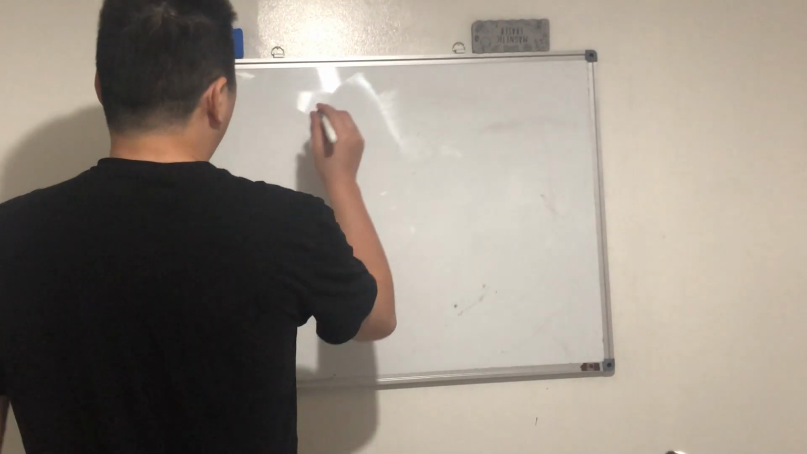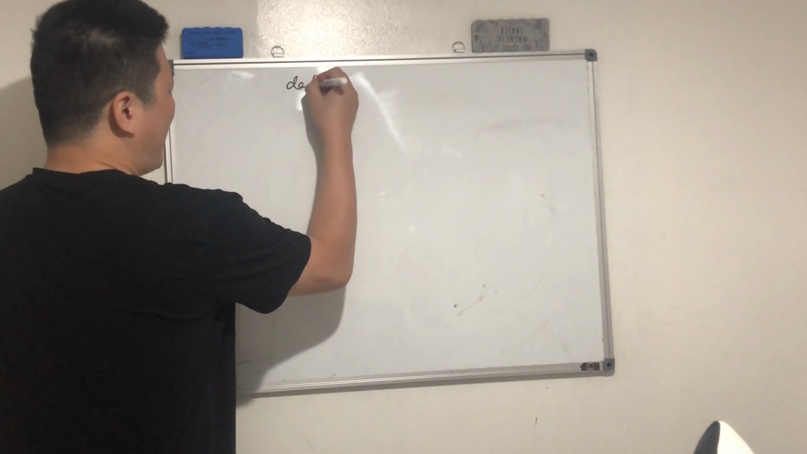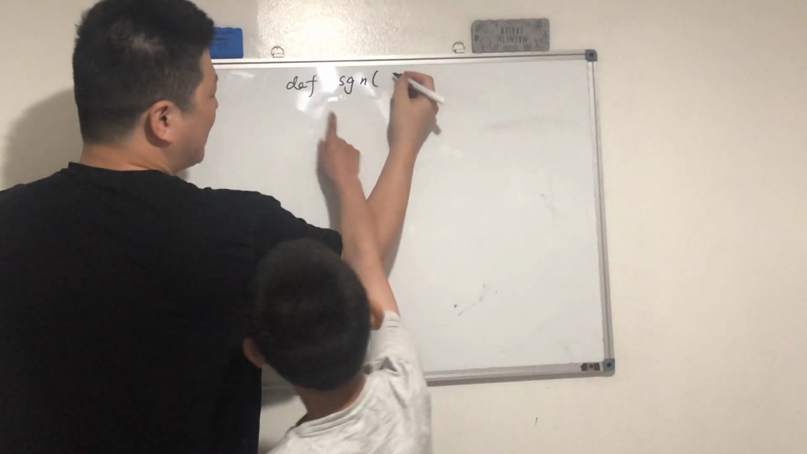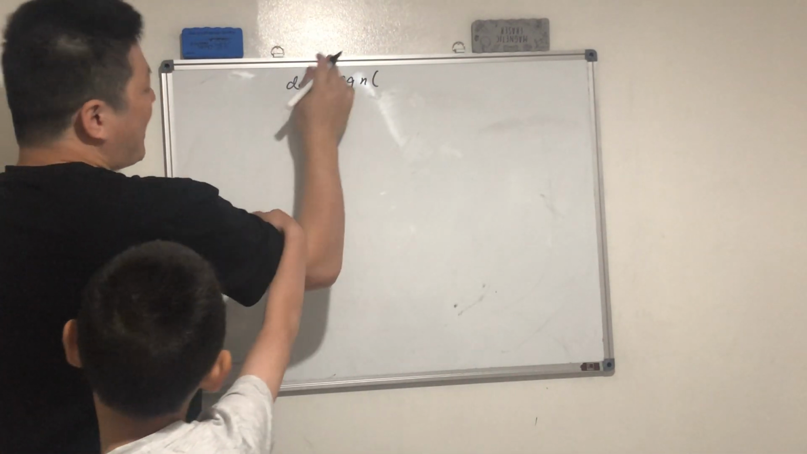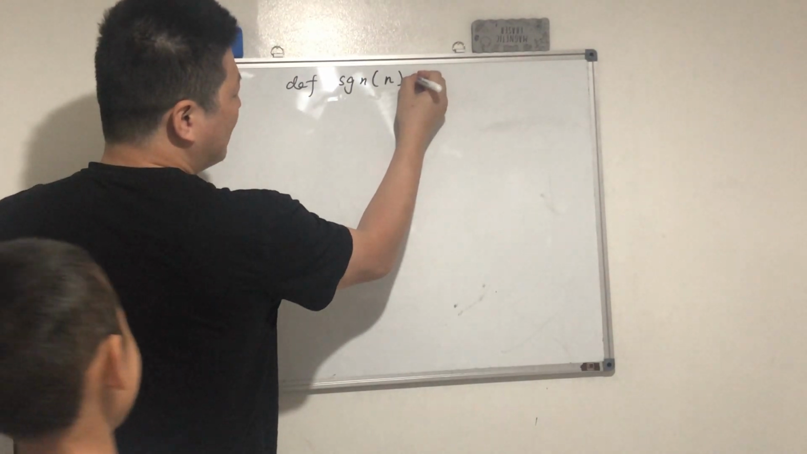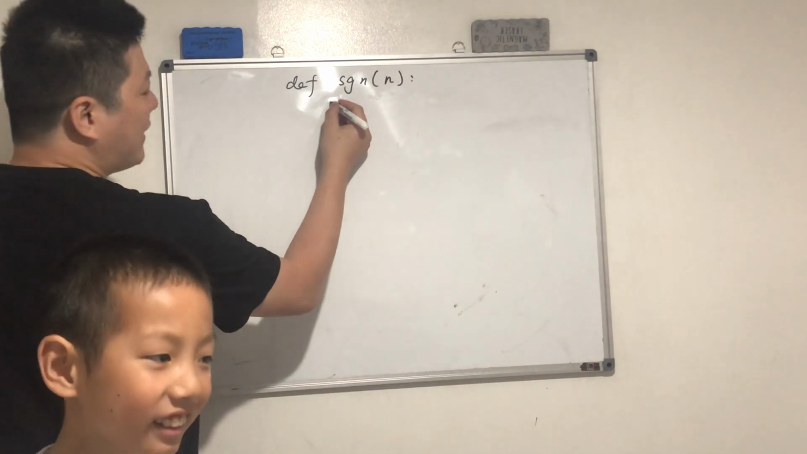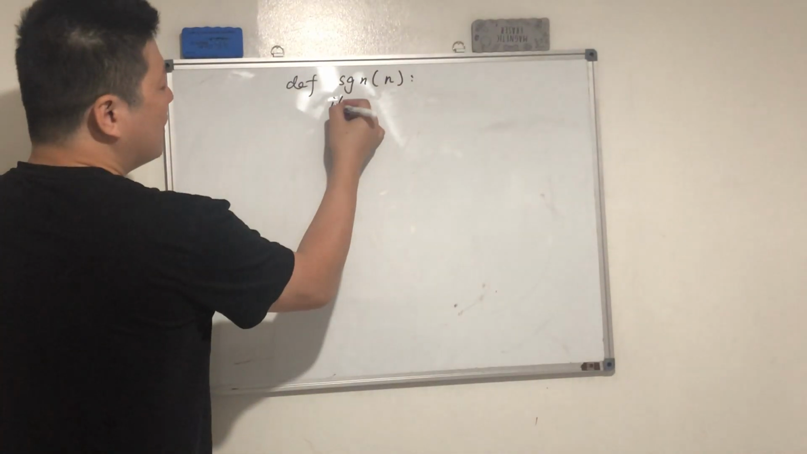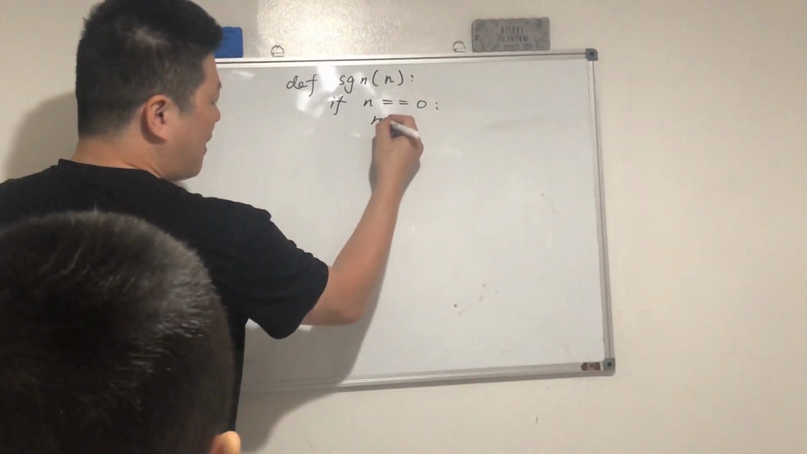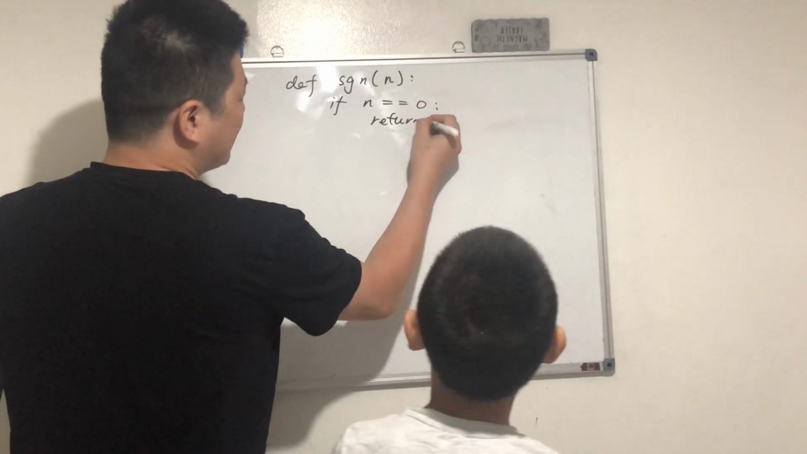Okay, let's define a sine function first. Define sine. What are we talking about? We have SGN, sine. Okay, let's write it. Look, if n equals 0, we return 0. I'm defining a function, yeah? Return a 0.